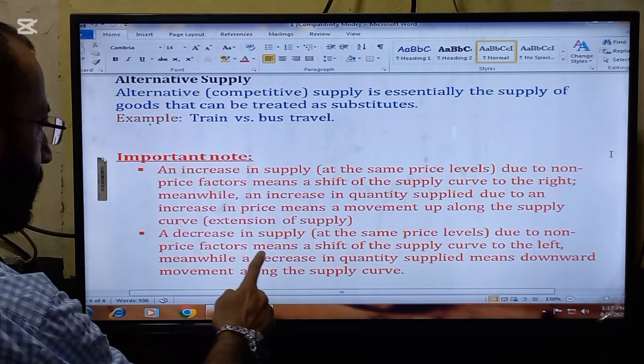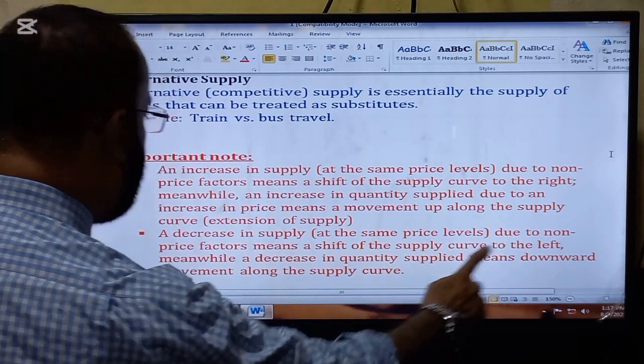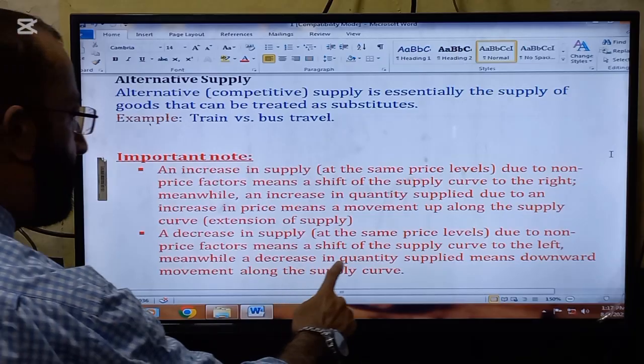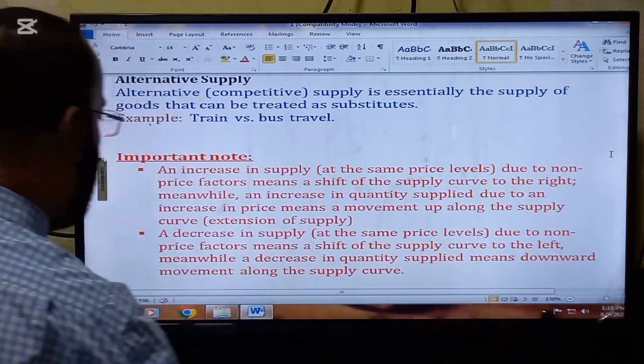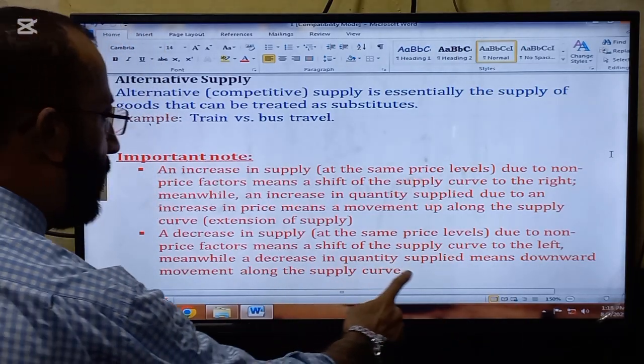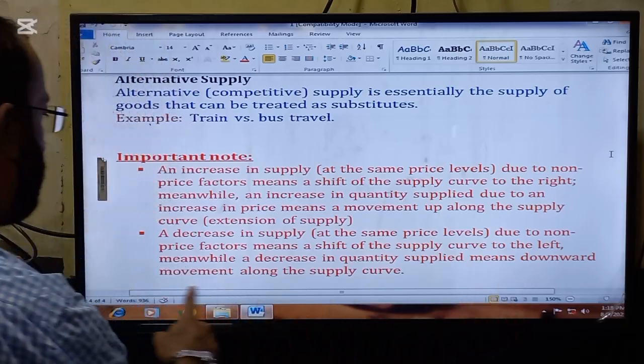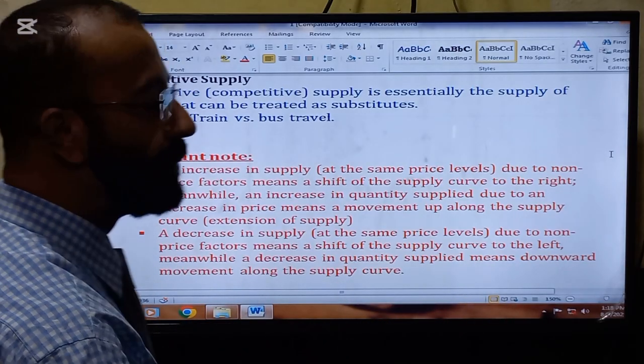Next is a decrease in supply at the same price levels due to non-price factors, which means a shift of the supply curve to the left. Meanwhile, a decrease in the quantity supplied means a downward movement along the supply curve.